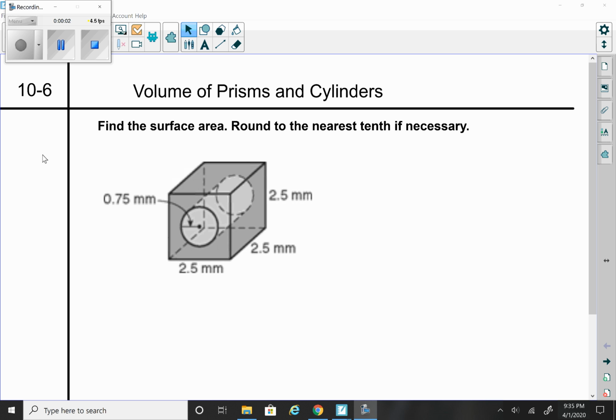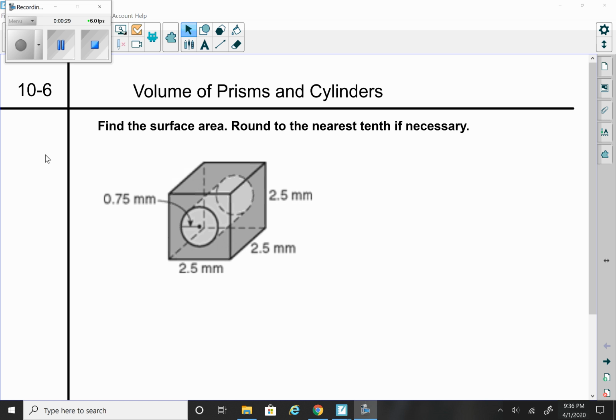Hi, this is Mrs. Young, and this video covers the volume of prisms and cylinders. Previously, we had been talking about surface area, and now we switch over to volume. I honestly think volume is a little bit easier than surface area, and I hope you think it's a little easier too. Surface area is covering the surface of a three-dimensional shape, like when you wrap a present. Volume is the space to fill it up.